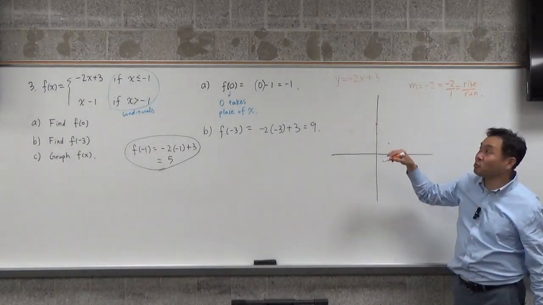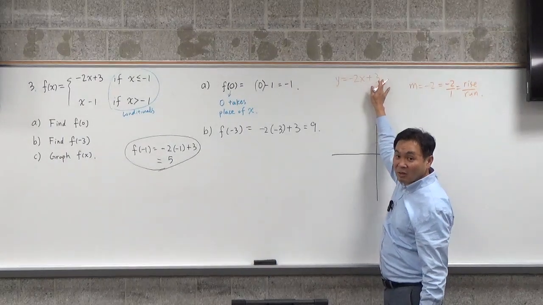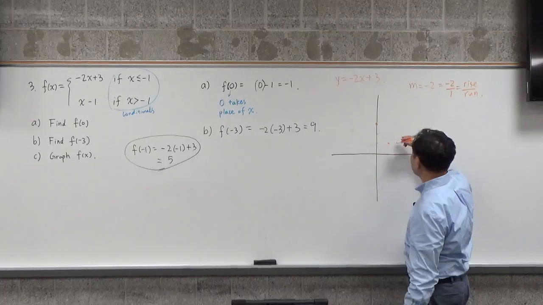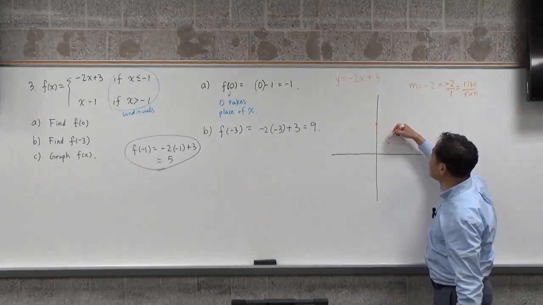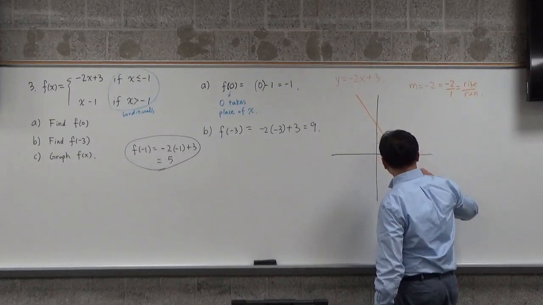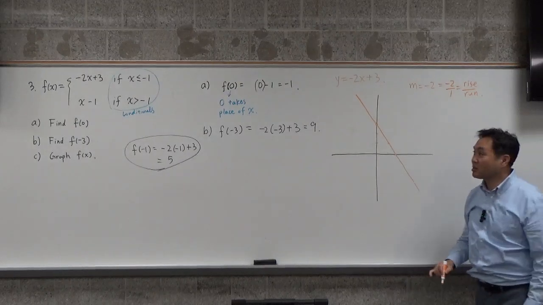And then if you have 2 points, we all know that y equals mx plus b form is a line, right? The graph of such a function is always a line. So if we know 2 points of a line, we know the line. You just have to connect the 2 points using a straight line. And that's the graph of y equals negative 2x plus 3. Okay?